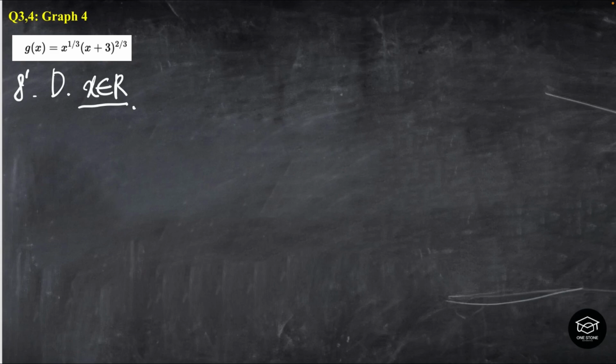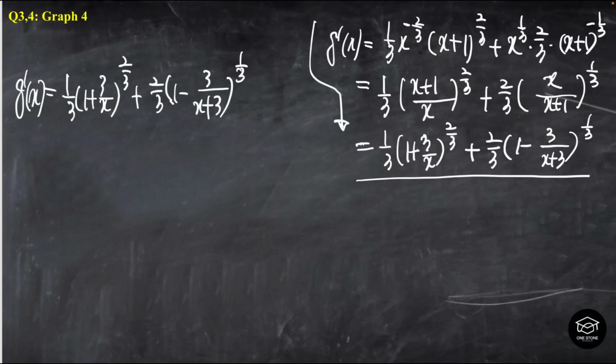Now, we'll find the derivative using the product rule. The derivative of g of x is g prime of x equals 1/3 times the quantity 1 plus 3 over x, all raised to the 2/3 power, plus 2/3 times the quantity 1 minus 3 over x plus 3, all raised to the 1/3 power.